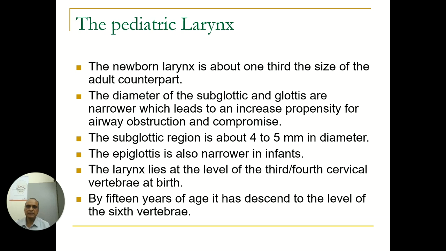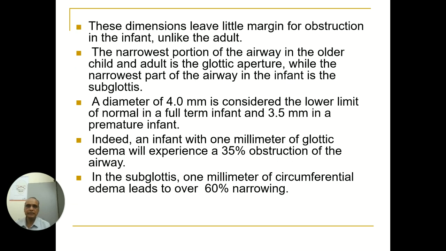The larynx lies at the level of the third and fourth vertebra at birth. By 15 years, the larynx descends to the level of the sixth vertebra. The dimensions leave little margin for obstruction in the infant, unlike the adult. The narrowest portion of the airway in the older child and adult is the glottic aperture, that is, the rima glottidis, while the narrowest portion of the airway in infants is the subglottis. This is a very important aspect we have to keep in mind.